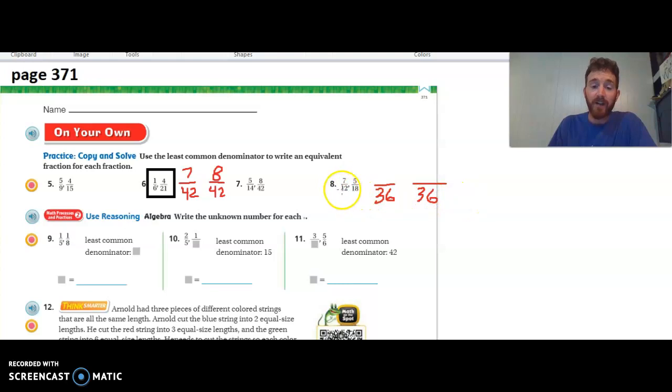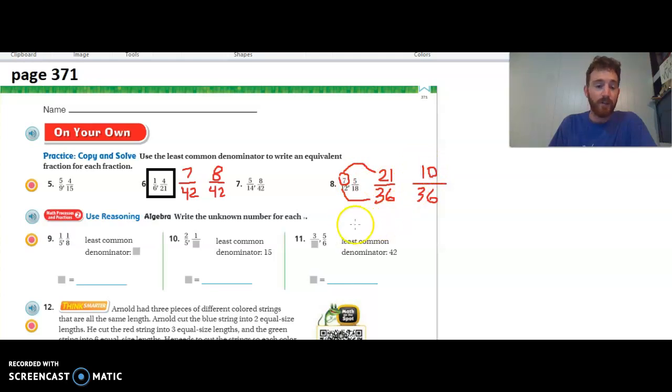And let's see how we get there. If I go from 12 to 36, I would multiply that by 3. So I have to do the same thing for my numerator. 7 times 3 here would make 21/36. And then the same thing for the other one. 5/18, to get from 18 to 36, I'd multiply by 2. And then 5 times 2 to make the equivalent fraction would be 10/36.